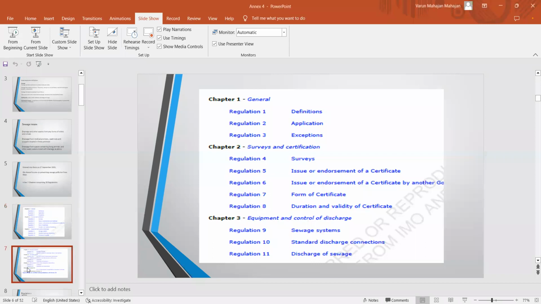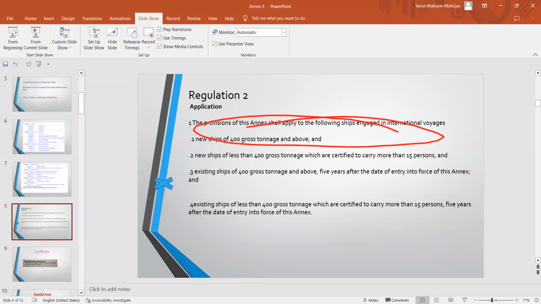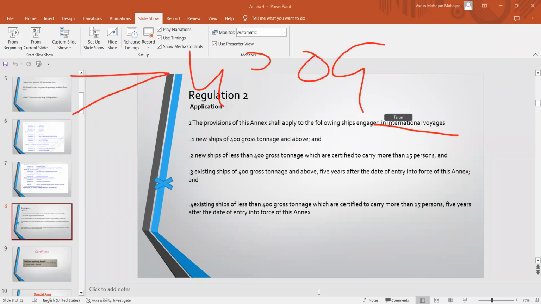Can you see regulation number 14? Chapter 5, regulation number 14 is port state control. Regulation 14, port state control on operational requirements. So next, to what ships is this annex applicable? The provisions of this annex shall apply to the following ships engaged in international voyages: new ships of 400 gross tonnage and above. If you are on a new ship, and it is more than 400 GT, you have to follow this annex. So now, what does new ship mean?